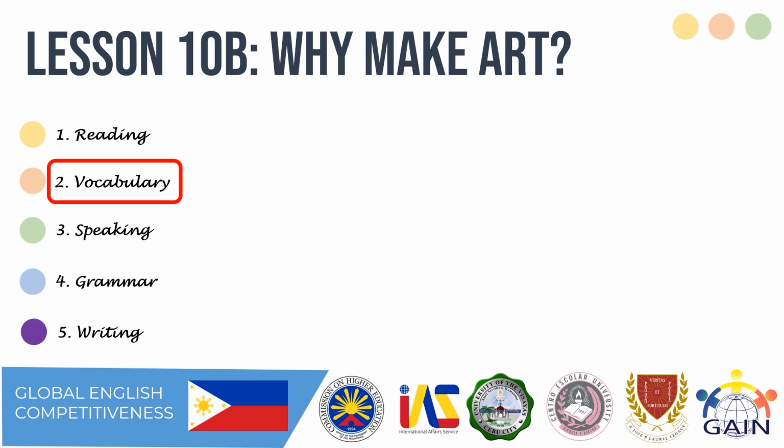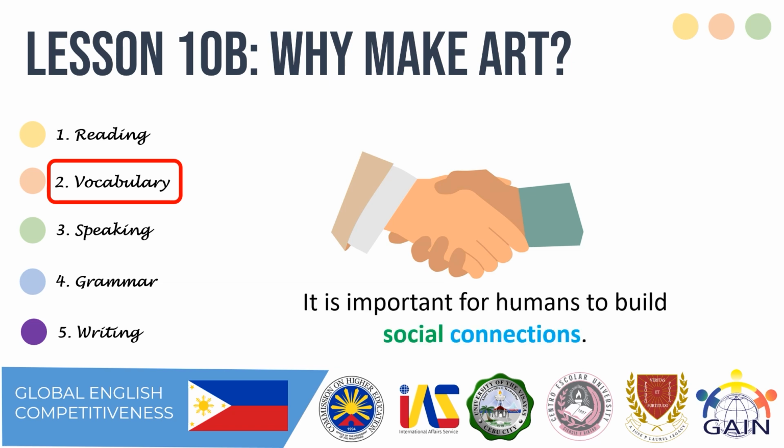To understand collocations better, let me show you an example. Collocation, as defined by ThoughtCo, refers to a group of two or more words that usually go together. For example, here, it is important for humans to build social connections. The collocation social connection is pretty familiar. It is basically the relationship that you have with people around you.